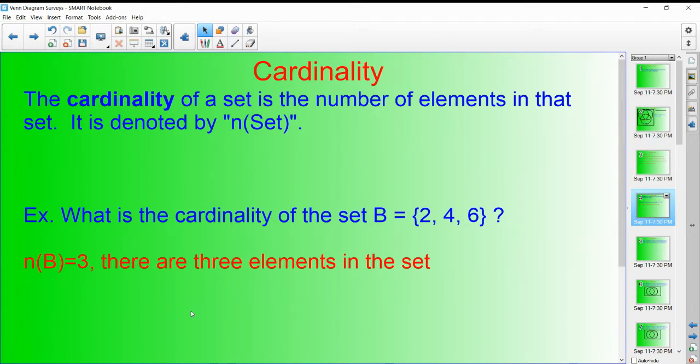So the cardinality is the number of elements, is the count. How many elements are in that set? So if I gave you a set with the elements 2, 4, and 6, I would say the cardinality is 3. So the number of elements in set B is 3. And this is the notation that we use. Generally, it's more important to know how many elements there are in a set than exactly what they are. So this just tells me that there's 3 elements in the set, and I can use that information.